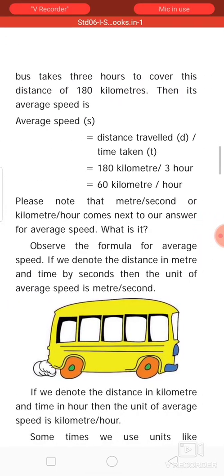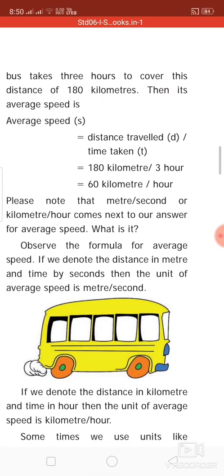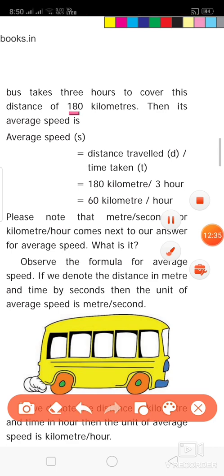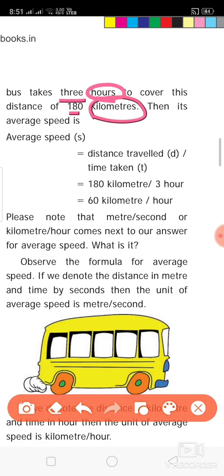See another example. A bus takes 3 hours to cover a distance of 180 kilometers. Then what is its average speed? So the distance given is 180 kilometers. In the previous problem they gave meter as the unit. The time is 3 hours. In the previous problem, the unit for time was second. Here, hour. So the same formula we are going to follow.